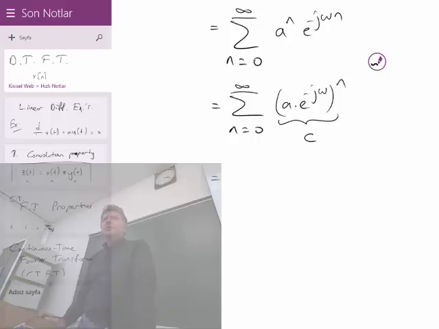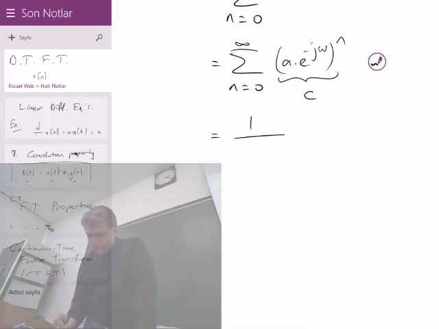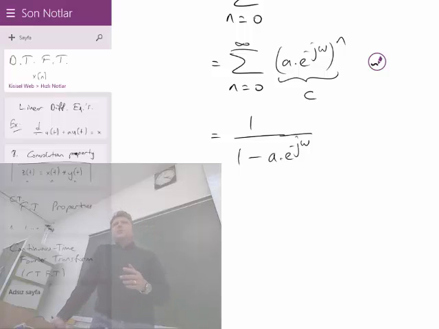This is the infinite series sum formula, the power series. What is this summation? It is 1 over 1 minus c. Yes, 1 over 1 minus c. That is, 1 over 1 minus a times e to the minus j omega. But of course this summation converges to 1 over 1 minus c as long as the magnitude of c is less than 1.